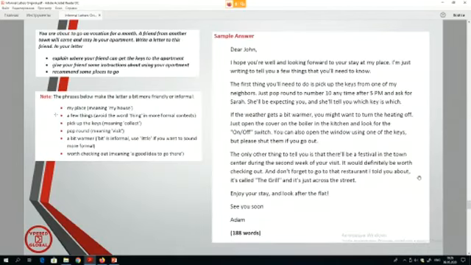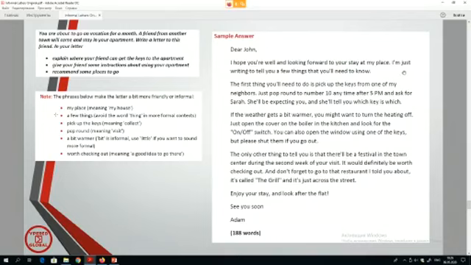Here is the sample answer. Actually, you will have a nice chance to read it, but I would like to analyze it. This is a very good sample answer. Well, dear John, like here. I hope you're well and looking forward to a stay at my place. At my place. It's just the same as my house, right? Very good word, at my place.